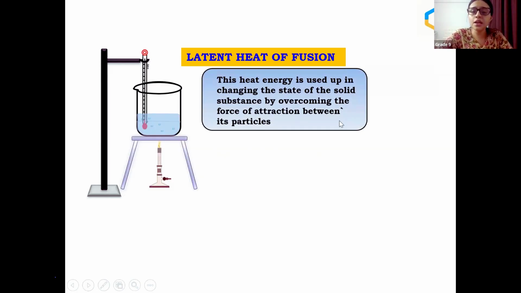So this heat energy is used up in changing the state of the solid substance by overcoming the force of attraction between the particles. We have done this one as a question. Where does the heat go, or what is the hidden heat? All these types of questions they can ask you, and now you got the answer as well.